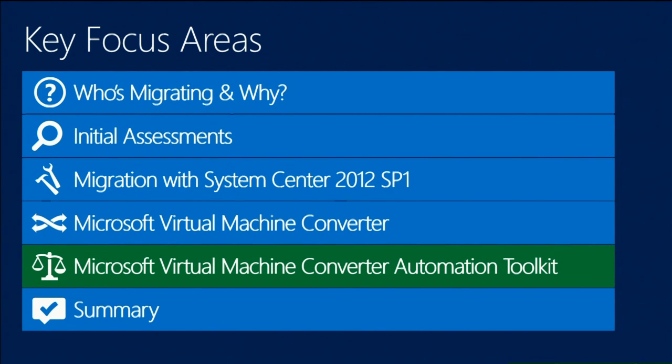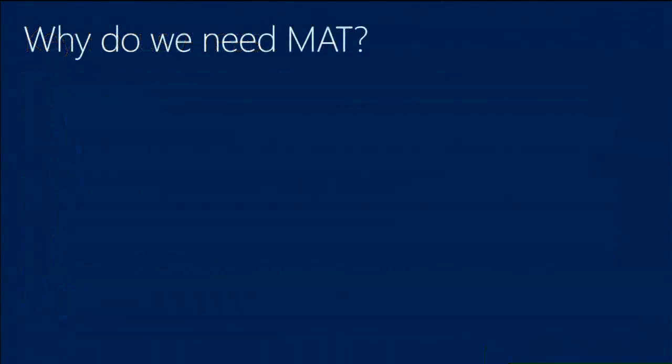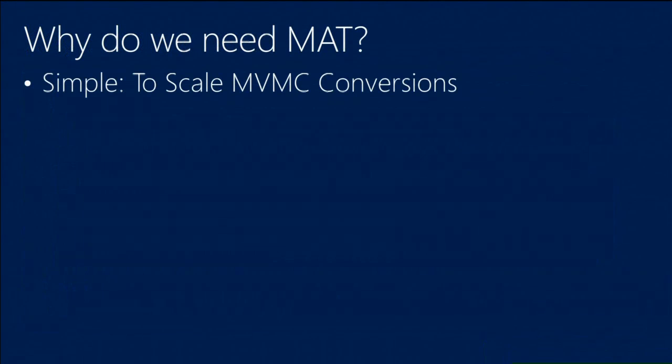Yeah, so luckily, the people who wrote the MVMC left us that executable just for that. But why do we need it? Why do we need MAT? Well, simple. We need the MVMC Automation Toolkit that Mark has authored to scale out MVMC conversions. That's the sole reason we need it. Because on its own, it's only going to handle those single conversions at a time. But with the MAT wrapper, the PowerShell wrapper that Mark has written that we're going to demonstrate and talk about, that allows it to scale out considerably.